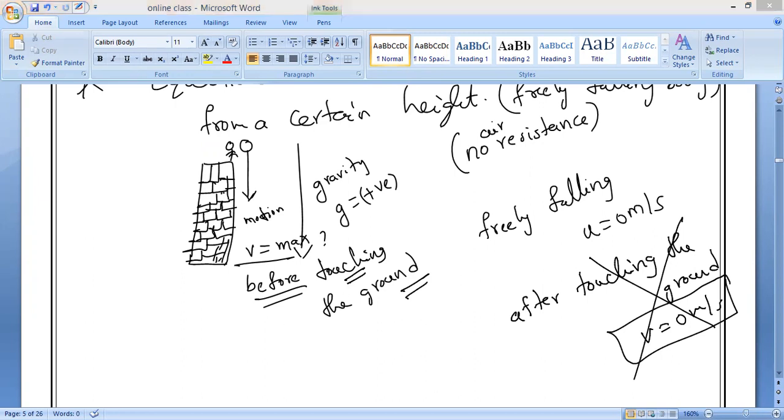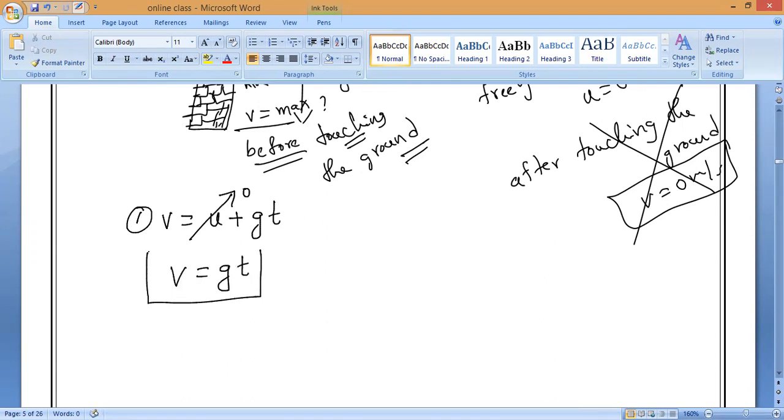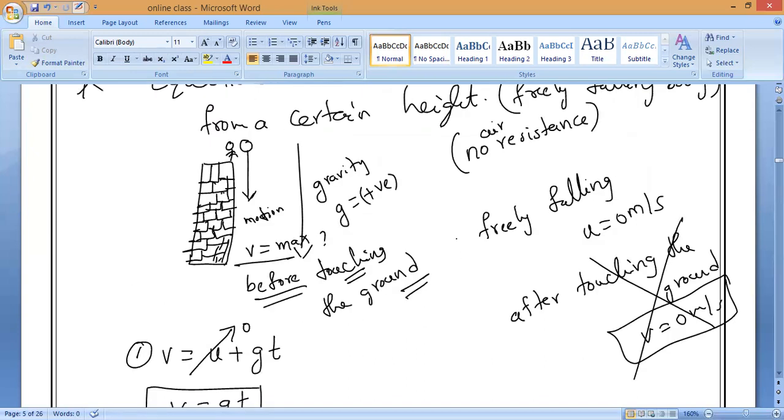So now shall we write the equations, everybody? Look into the board and tell me. What are the first equations? First equation, what is the freely falling case first equation? V equals U plus gt. Yes or no? Now, as we know, initial velocity is 0. So for the freely falling case, the first equation is v equals gt. That's all. Clear? Always remember, if it is freely falling, initial velocity is 0.